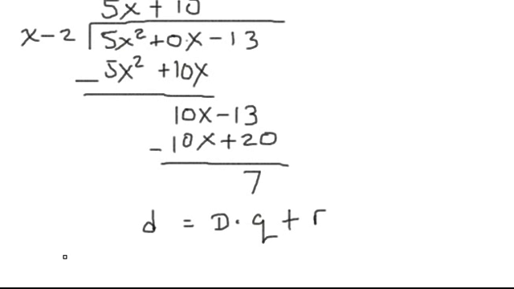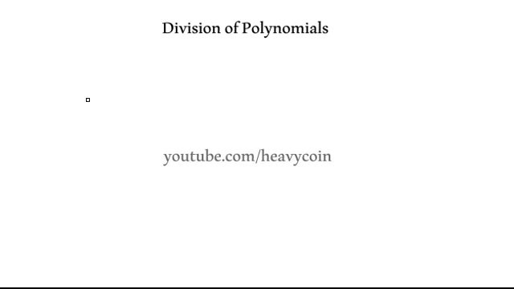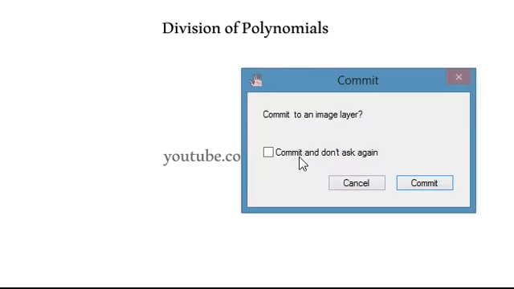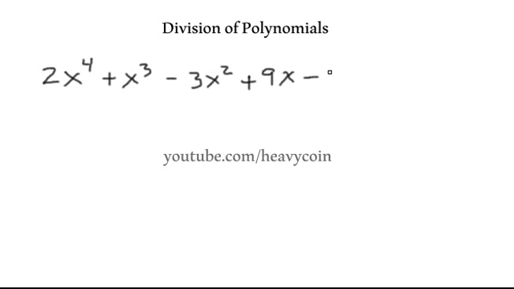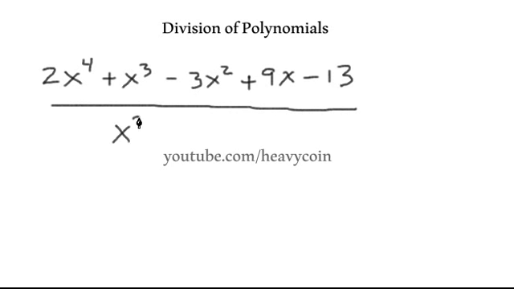So, all right, moving along to. Ooh, I got a nasty one coming up. Nasty. All right, we have 2x to the 4th plus x cubed minus 3x squared plus 9x minus 13, and that's all over x squared plus x minus 3. Alright, this will be fun.